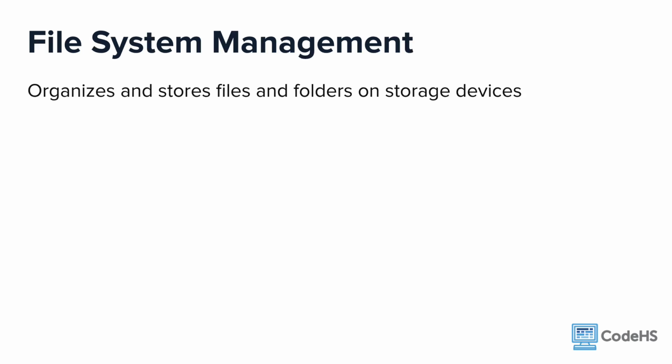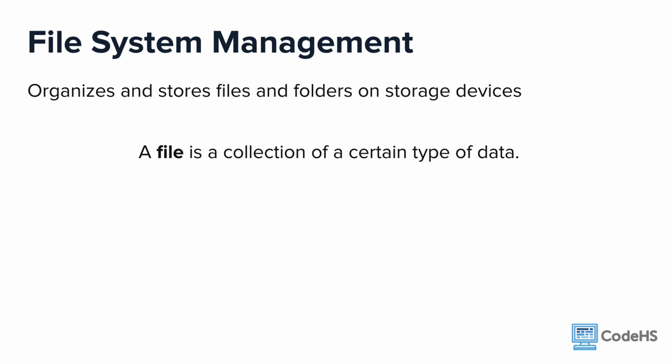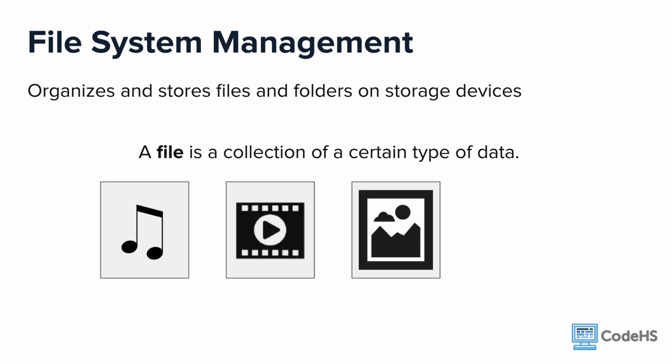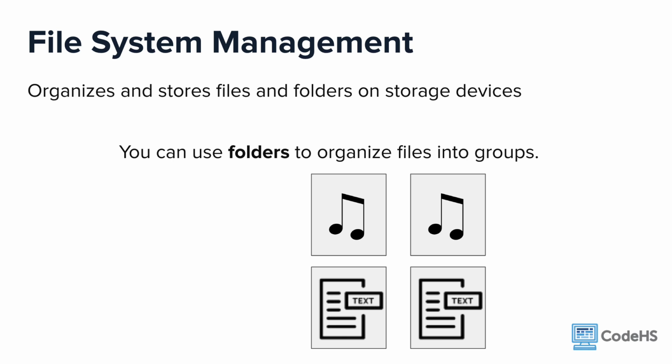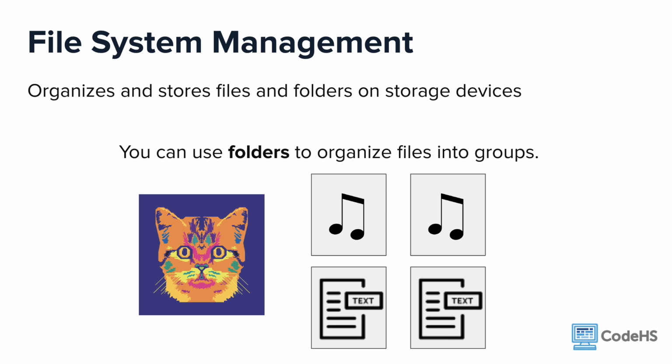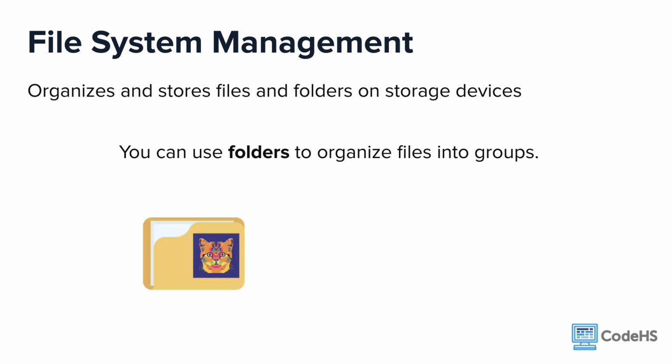The OS also manages the file system. This means that it organizes and stores files and folders on the computer's storage devices. A file is a collection of a certain type of data. There are many different types of files, such as audio files, video files, image files, and text files. As part of file management, you can use folders to organize files into groups. So if you have a group of audio and text files that all relate to the same topic, such as cats, you can group those files into a folder. This makes it easier to find and access files later on. The operating system is in charge of managing how all of these files and folders are stored.